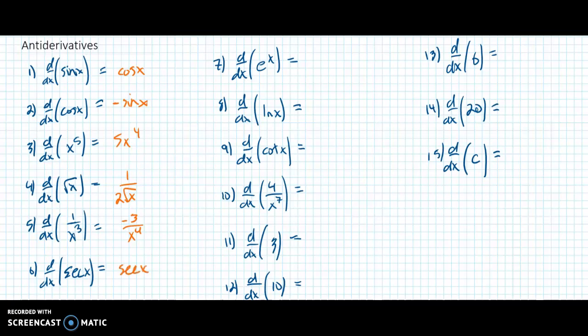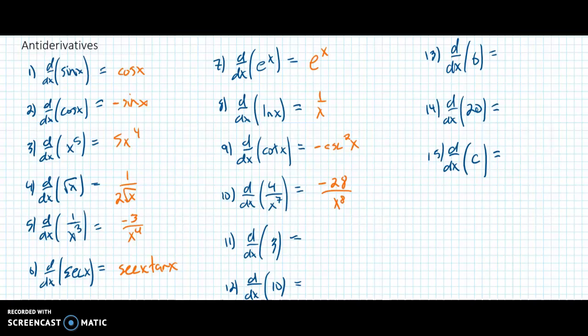Secant derives to secant x tangent x. E to the x derives to itself. Ln derives to 1 over x. Cotan derives to, this one might be one that you had to actually look up. It is negative cosecant squared x. This one is, 4 times 7 is negative 28 over x to the 8th. Here we go. Next one.